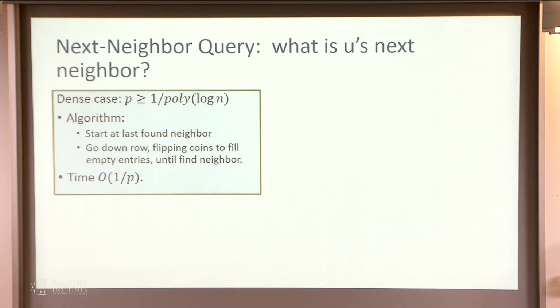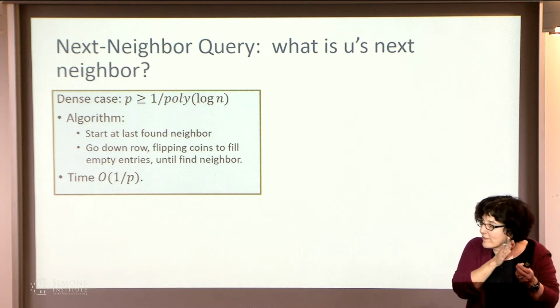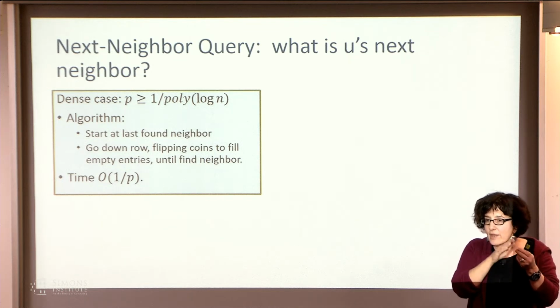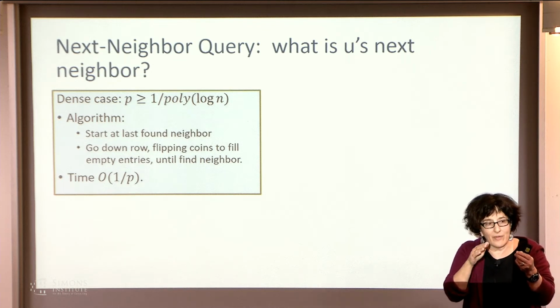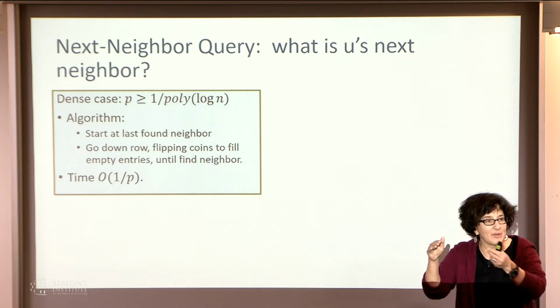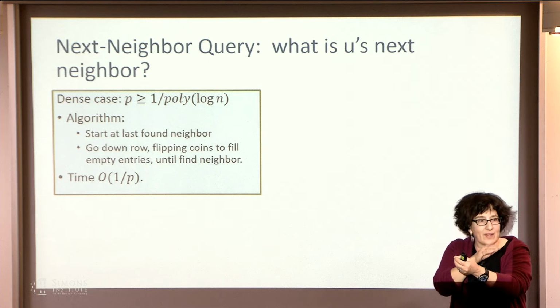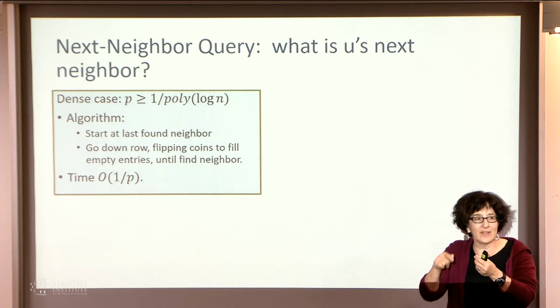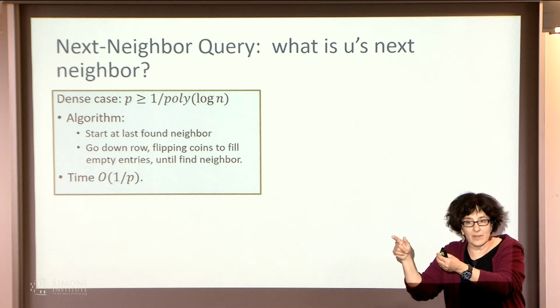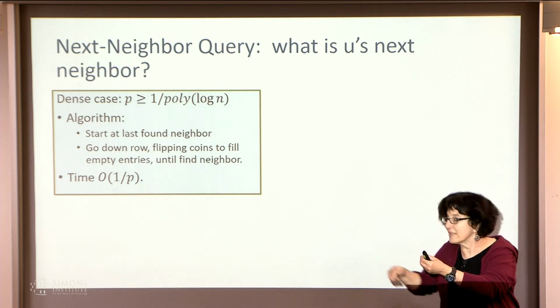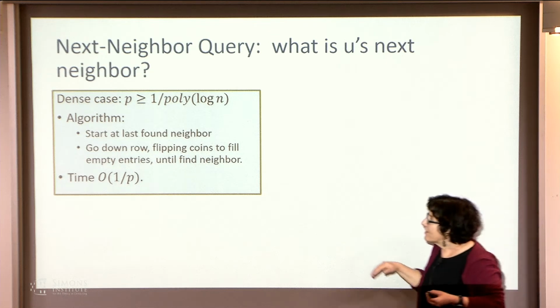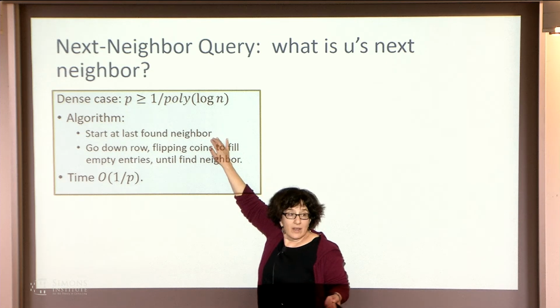So what about next neighbor query? Okay. So now, what is next neighbor? You query next neighbor on U. So you have figured out what the first 10 neighbors are for U, and you've figured out that it's connected to 1, it's connected to 3, it's connected to 10. What's the next neighbor along the adjacency list? So you're starting at the last found neighbor.